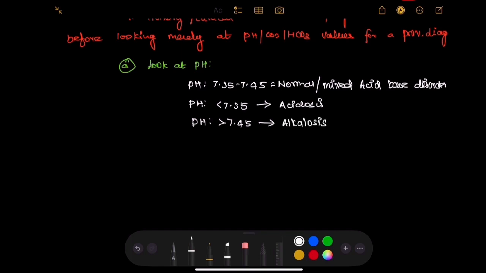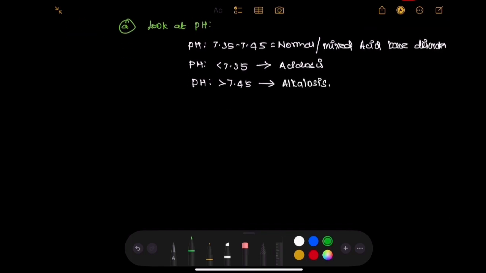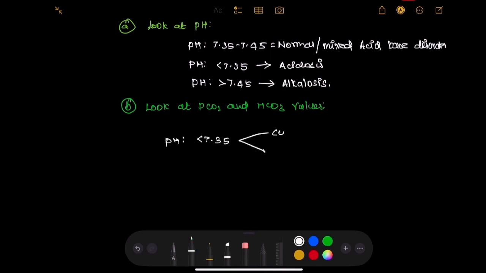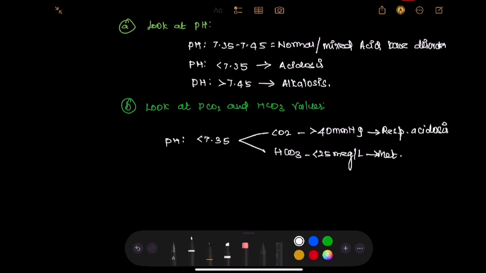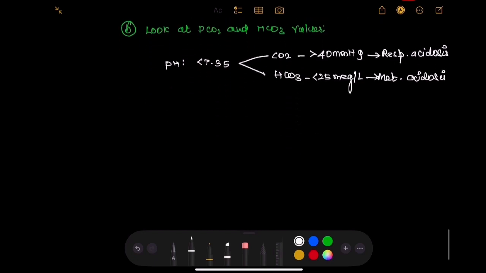But even if the pH is in the normal range of 7.35 to 7.45, there could be some mixed disorders associated with that condition due to the secondary compensatory mechanisms. If the pH is less than 7.35, we make a diagnosis of metabolic acidosis or respiratory acidosis, as I have mentioned previously. If the pH is more than 7.35, we will call that condition alkalosis.